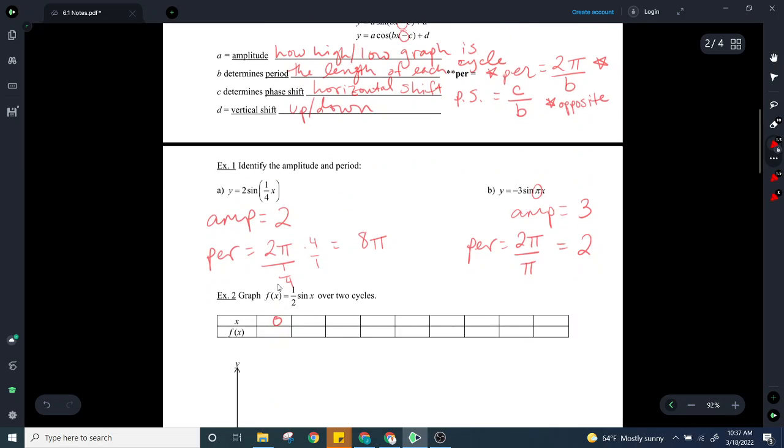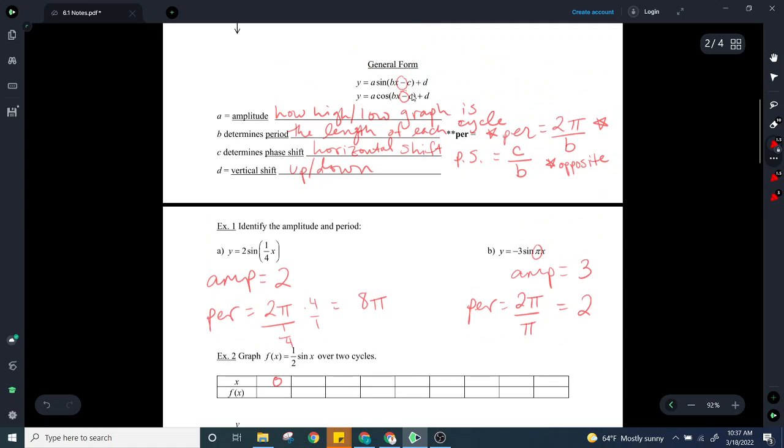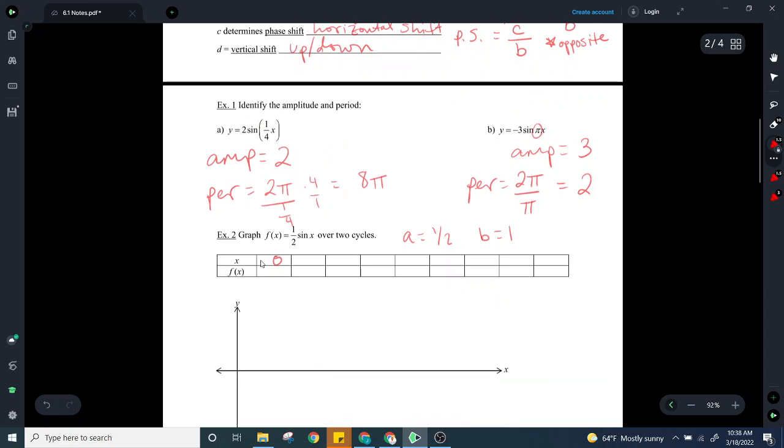There's no parentheses. There's no c value, plus or minus the c value. We have an a value of 1/2. Let's jot that down. So we have a is 1/2 and b is 1. That's all I have right now. So no phase shifting, so we're going to start the x value at 0. The next thing I would do is figure out what the period is. So the period is 2 pi over b. Of course, b is 1, so the period is just the basic 2 pi.